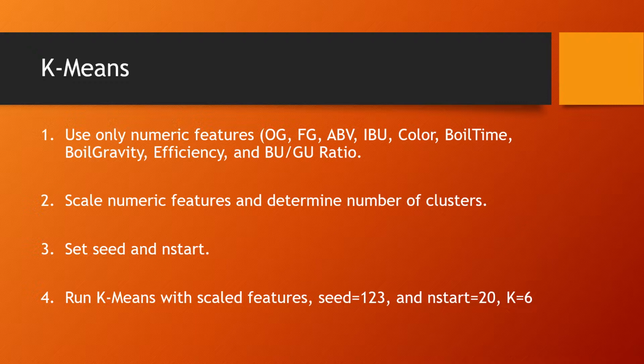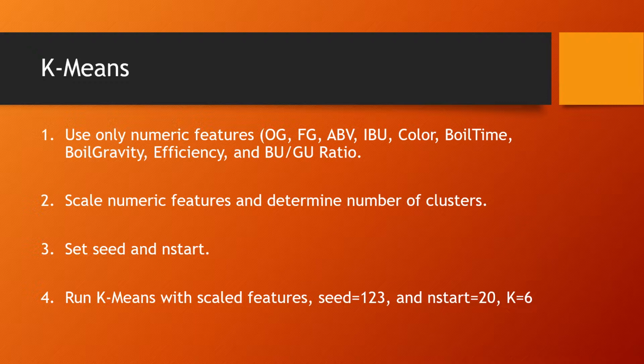K-means. I decided to use only numeric features for K-means: original gravity, final gravity, alcohol by volume, international bitterness units, color, boil time, boil gravity, efficiency, and BU to GU ratio. I scaled my numeric features and determined the number of clusters, which I decided to use 6 clusters. I started with 8, I went down to 5. I decided to stay with 6 clusters. I set my seed to 1, 2, 3, and my nstart to 20.